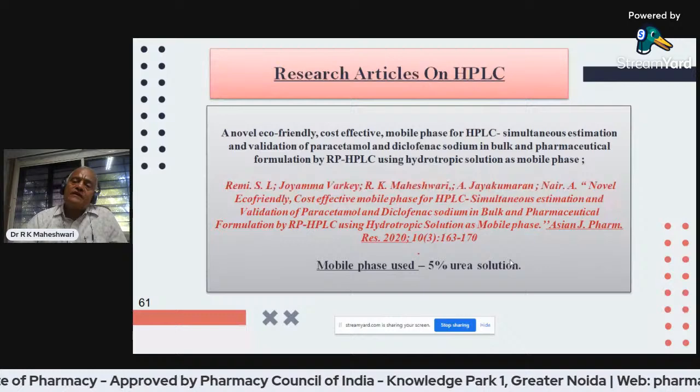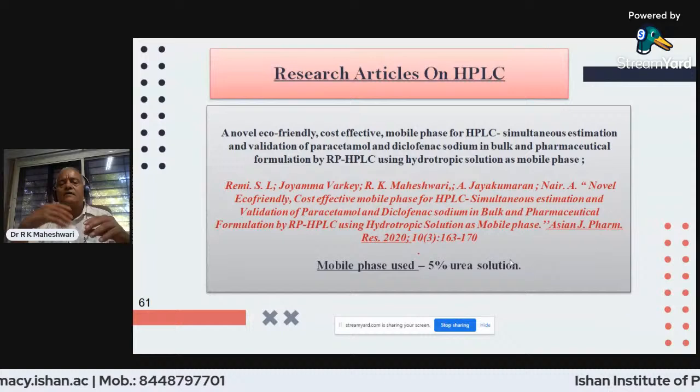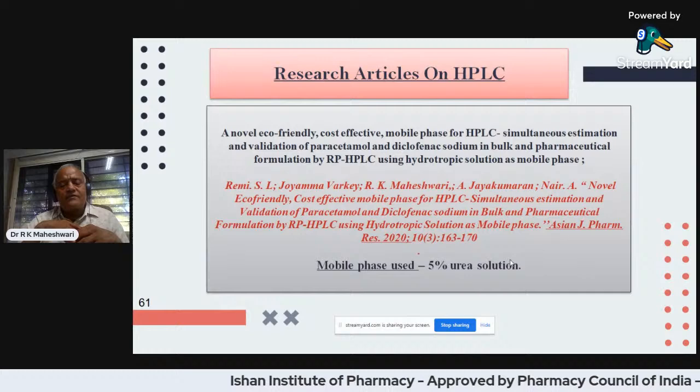In this paper, she has utilized a large number of validation parameters. This paper is very good, better than the previous paper. So in this way, you are seeing that without the use of organic solvent, you are able to perform reverse phase HPLC of the compound.